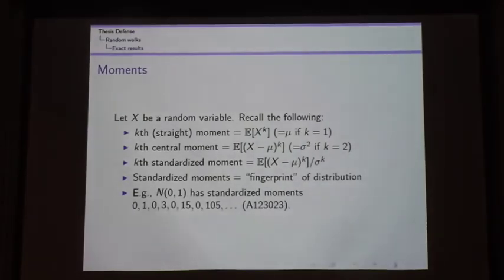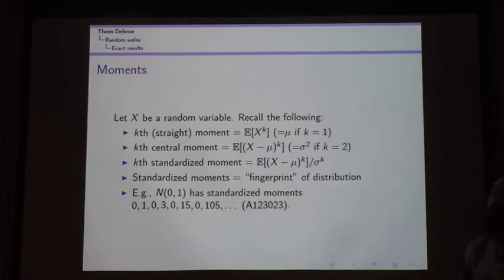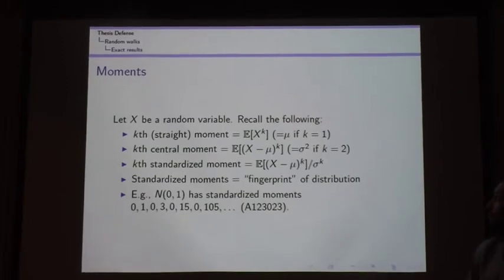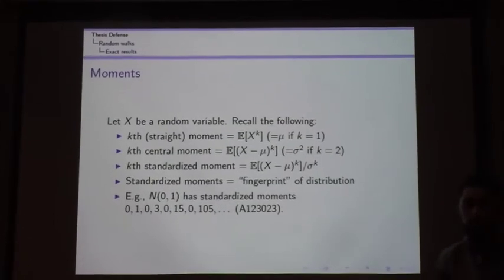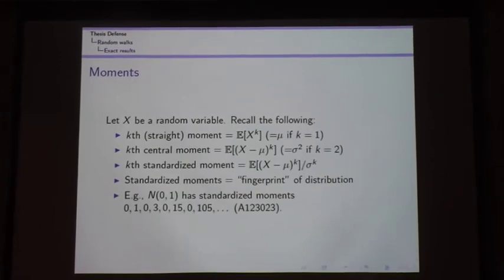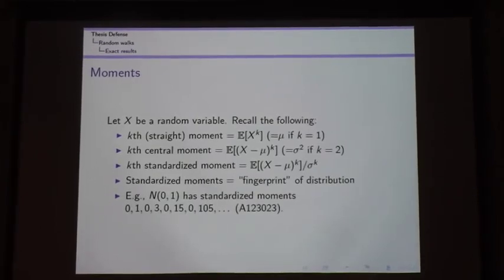Okay, so before I go on to the case for walks, let me just review moments in general. Suppose I have a random variable. The kth moment is the expectation of the kth power of that random variable. I'm assuming it's real valued. So the first moment would just be the expectation, or the mean, of the random variable. And the kth central moment is just the expectation of the kth power of X minus its mean. So if you put k equals 2, you get the variance.